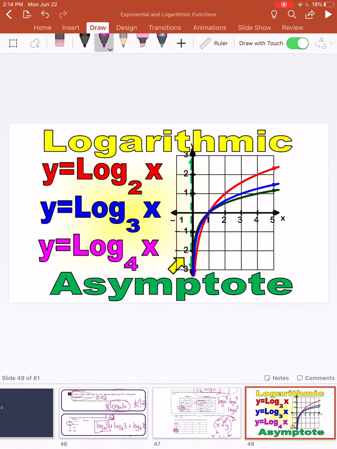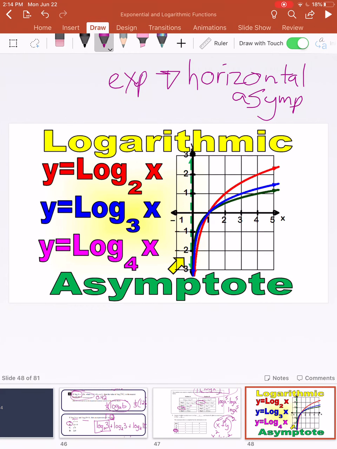So now with log graphs, we looked at exponential graphs a few lessons ago. We talked about how exponential graphs had horizontal asymptotes. One of the key concepts was that they have horizontal asymptotes, and this, of course, will affect the range of the graph. Logarithmic graphs have vertical asymptotes. So it's almost like they're opposite. Vertical asymptotes, and this will affect the domain of your graphs.